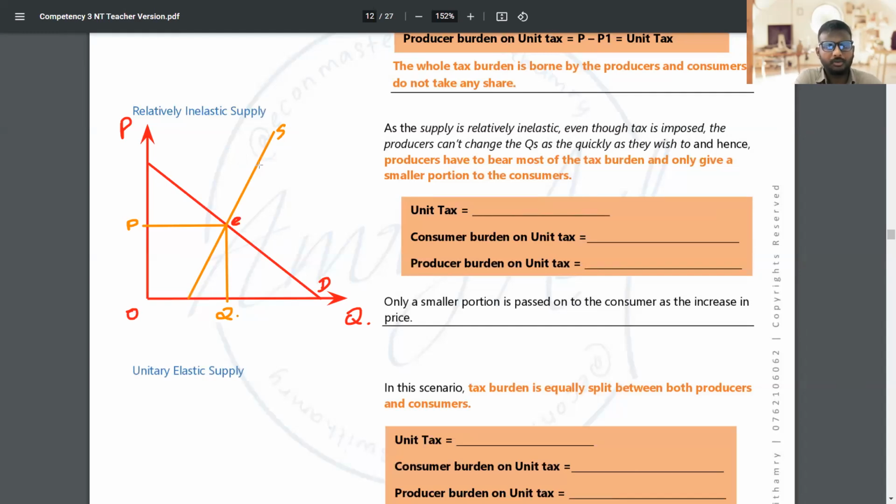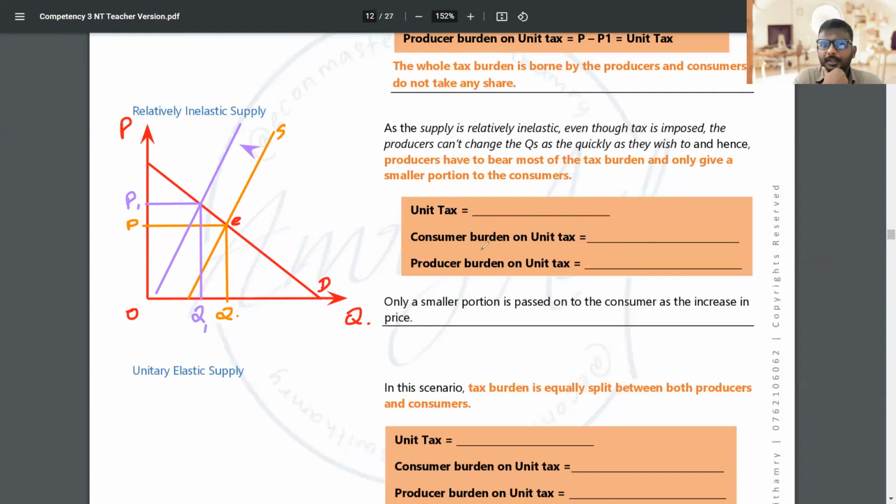So you have to draw the new supply curve exactly parallel to the old one. I believe mine is parallel to the left. So the supply curve has shifted to the left. Cool. Now just mark the new equilibrium. So the price is here, let's call it P1, and quantity is here, Q1.